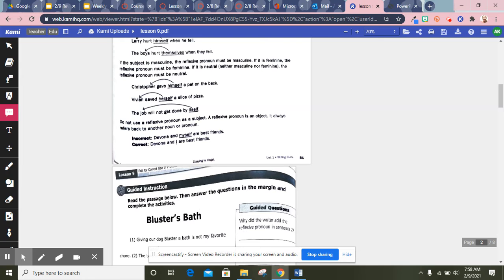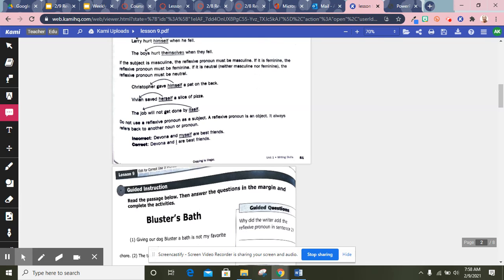If the subject is masculine, the reflexive pronoun must be masculine. If it is feminine, the reflexive pronoun must be feminine. If it is neutral, so not masculine or feminine, it must be neutral. So, Christopher gave himself a pat on the back. Vivian saved herself a slice of pizza. The job will not get done by itself.